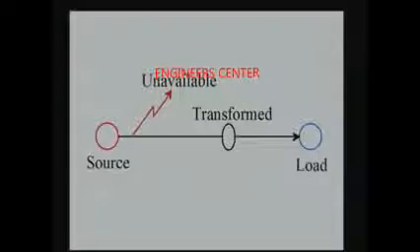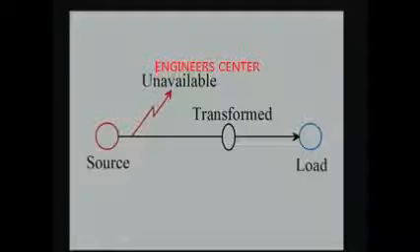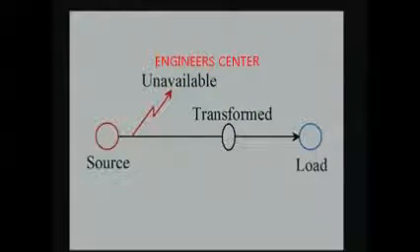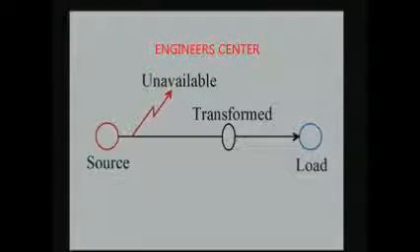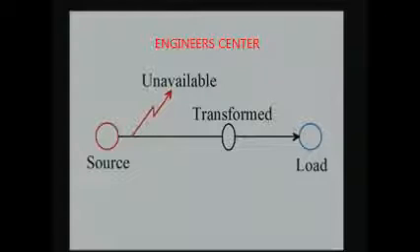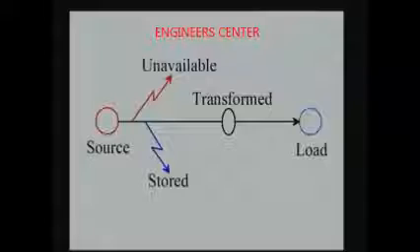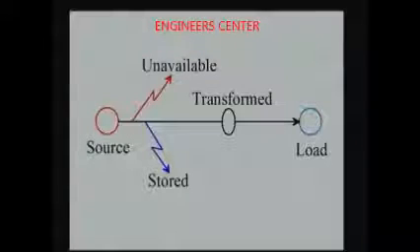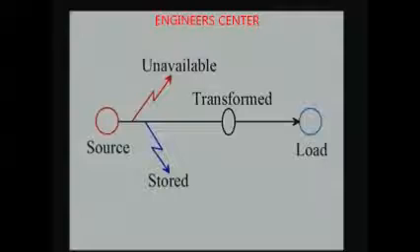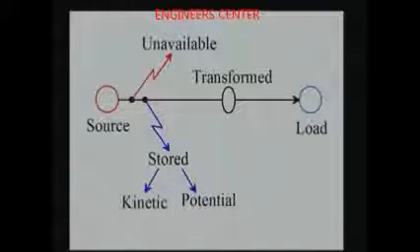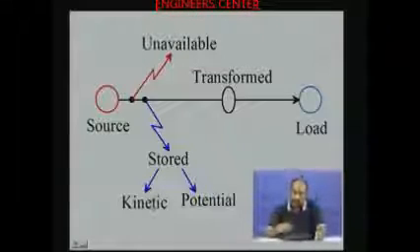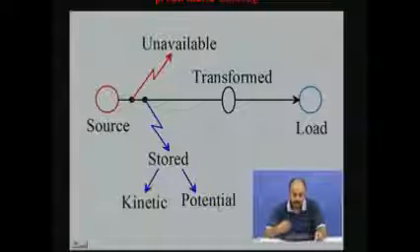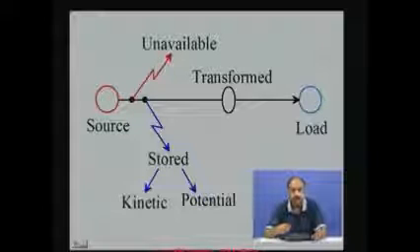There is something else that can also happen to this energy in the process of moving from the source to the load. It can get lost. Lost meaning that amount of energy becomes unavailable to the load. Further, this energy can also get stored, and it can get stored in two forms: the kinetic energy or the potential energy. These are the only two forms in which it can get stored.